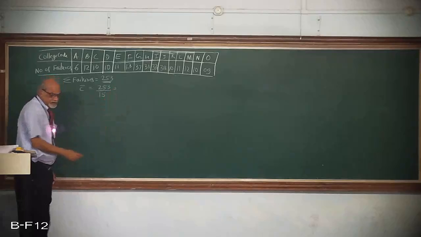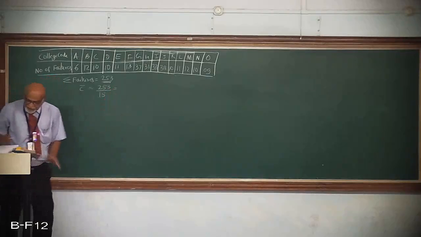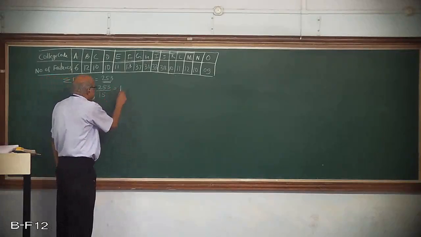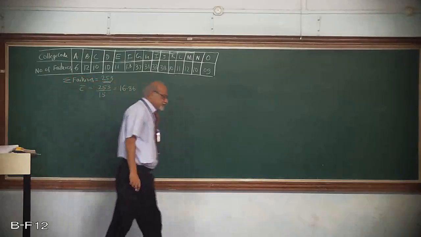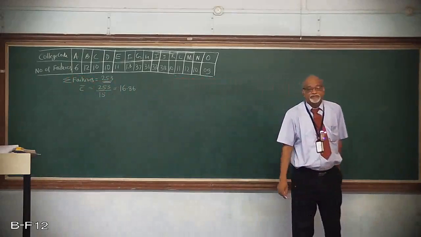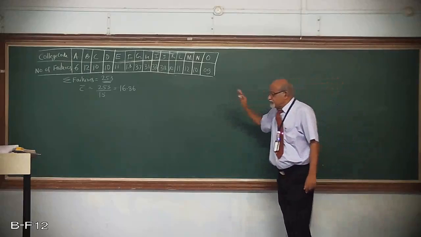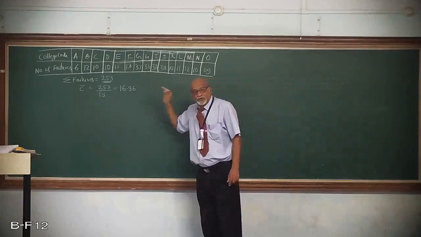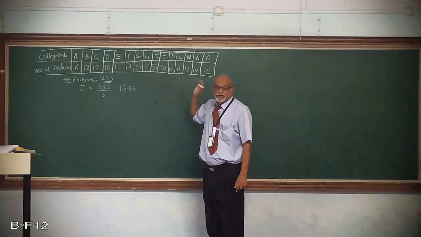So it works out to be around 16.86. The average C bar value is 16.86. Okay. Now, this is the average value. Now we need to find out what the upper control limit and lower control limit are.